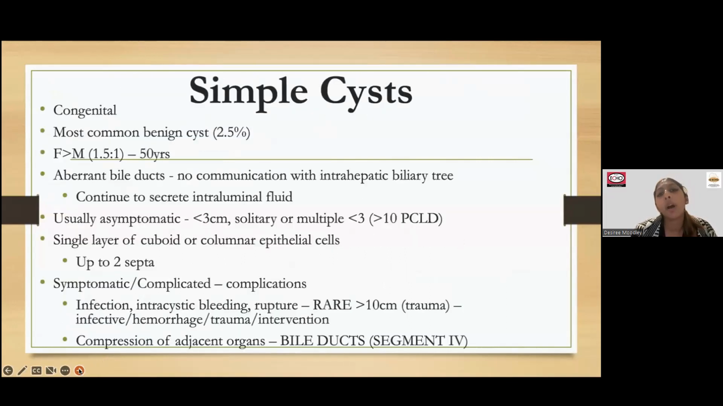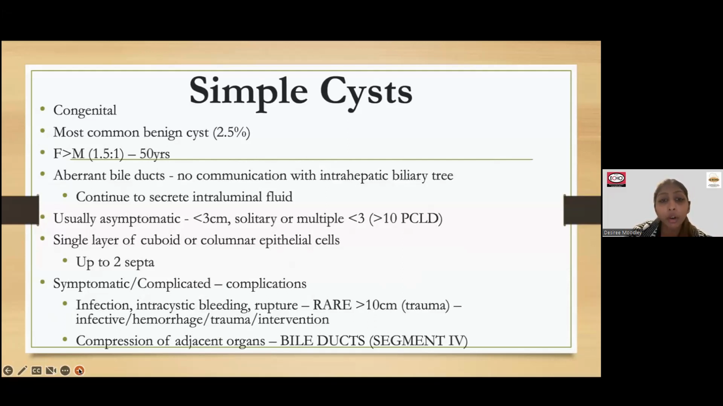Starting with the most common type, simple cysts, these are congenital. Females more than males with a ratio of 1.5 to 1, and age most common at 50 years. This is due to aberrant bile ducts with no communication with the intrahepatic biliary tree. These bile ducts continue to secrete intraluminal fluid, and hence they grow. Usually they're asymptomatic if they're less than 3 centimeters in size, solitary, or multiple but less than 3. They consist of a single layer of cuboid or columnar epithelial cells with up to about 2 septa.